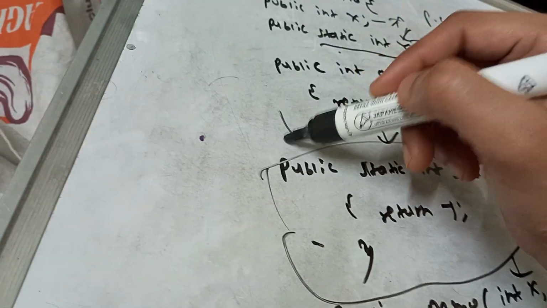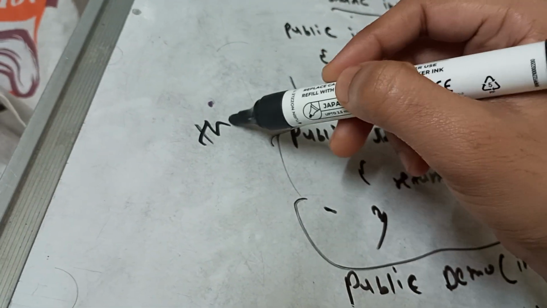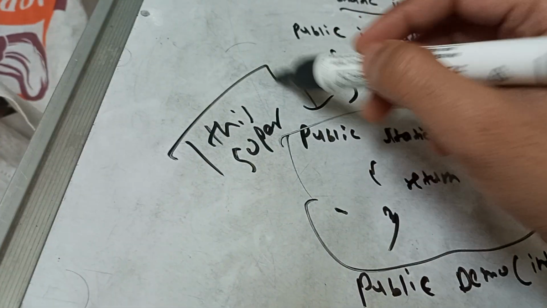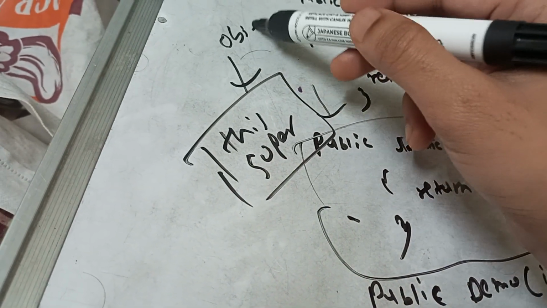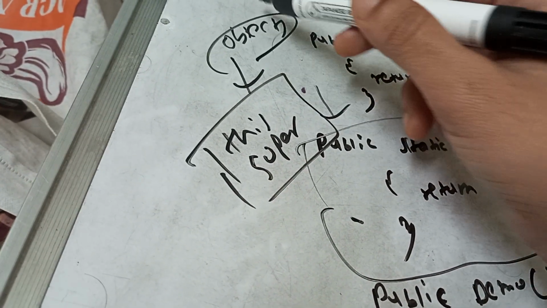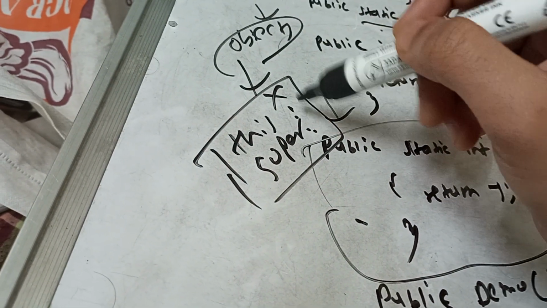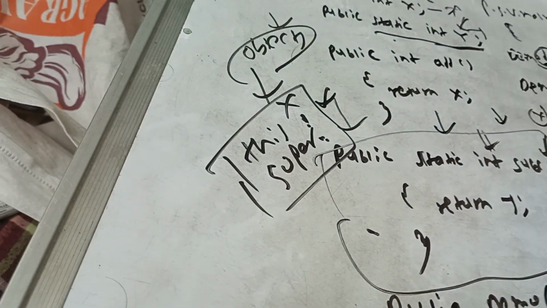And inside the static method, we cannot use keywords like this and super, because these keywords belong to objects. These keywords don't belong to a class, so we cannot use them. This and super are object specific, not class specific.